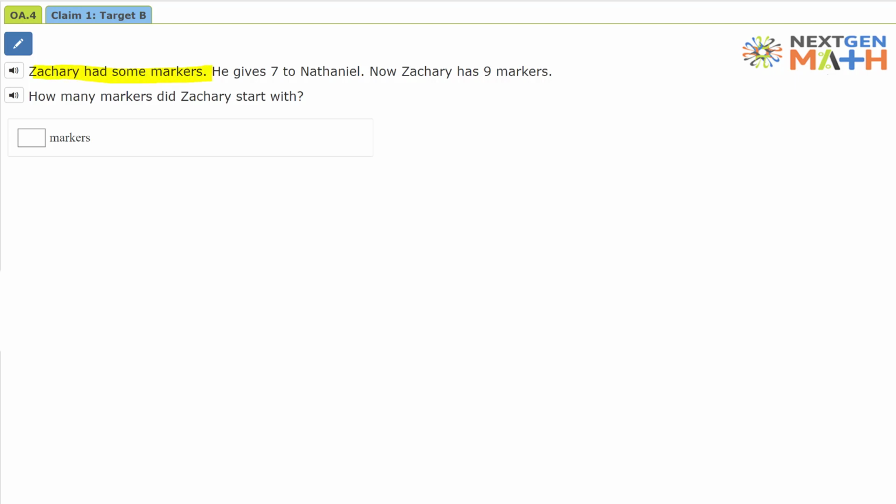Zachary had some markers. He gives 7 to Nathaniel. Now Zachary has 9 markers. How many markers did Zachary start with? So let's go ahead and write a number sentence to help solve this problem.